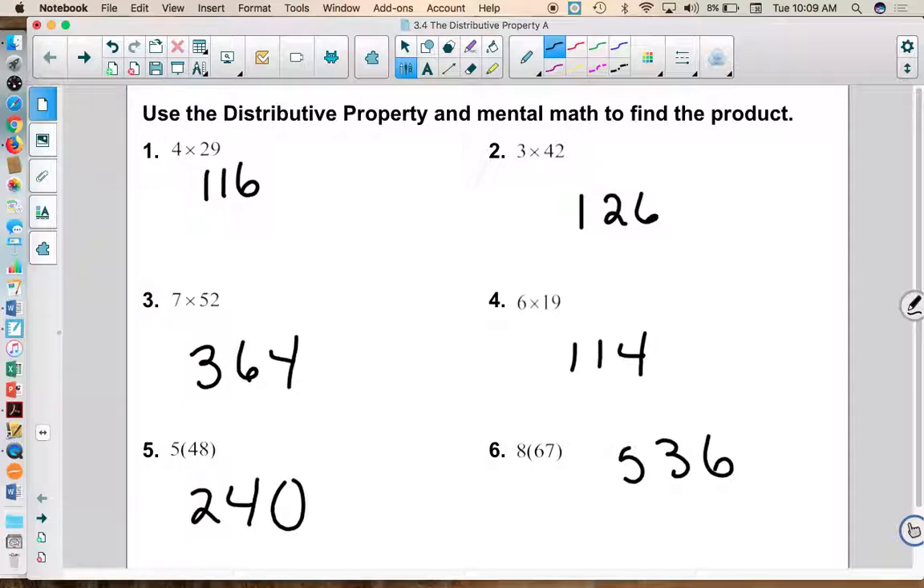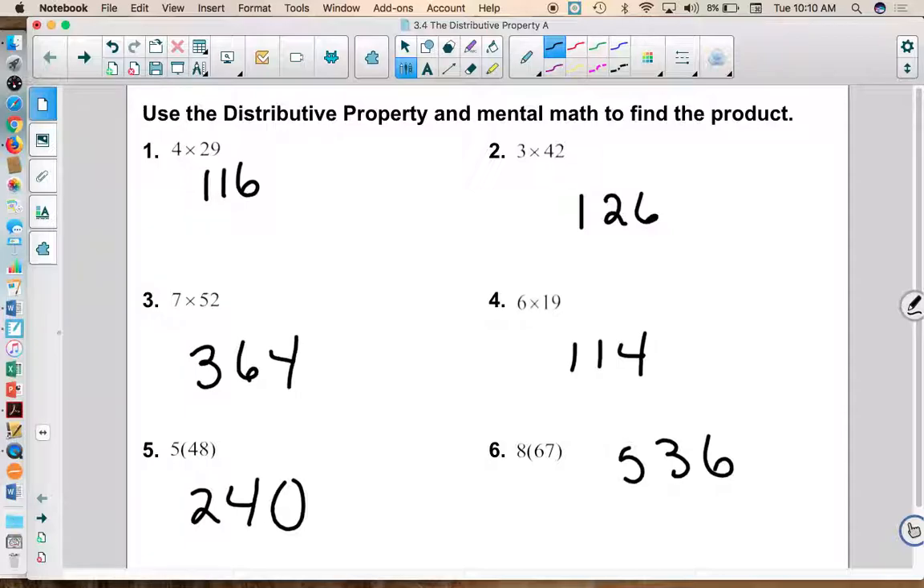What about number 2? How did you calculate number 2? How would you break that up, maybe? What do you think there, Miss Jaslyn? Break the 42 up into 40 and 2, and then you multiply 3 times 40, which would be 120. Yep. 3 times 2 is 6, so you got 120 plus 6, or 126.